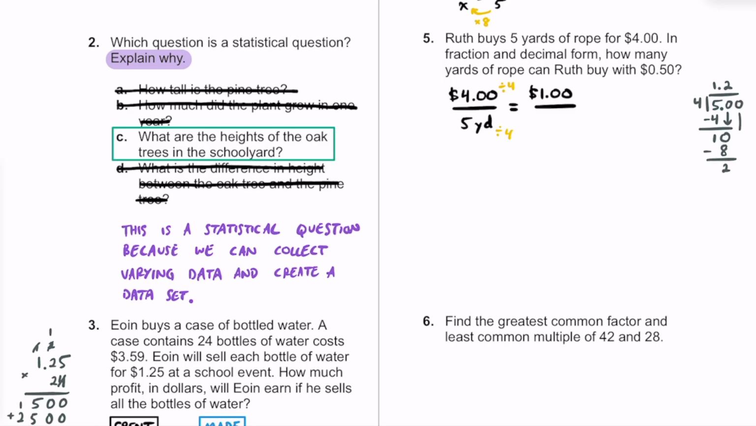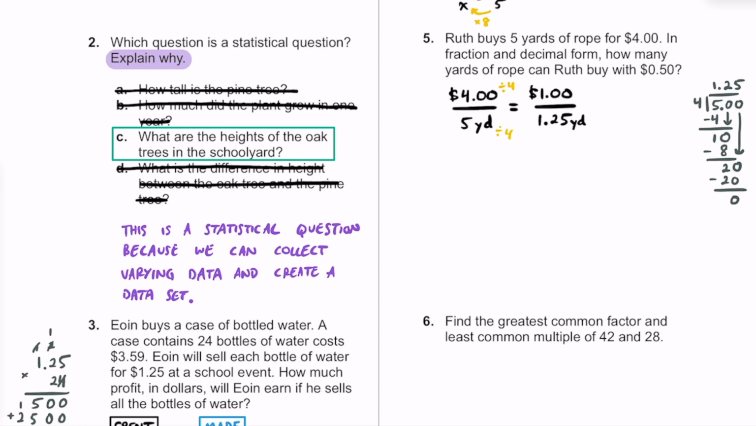Looks like we can bring another 0 down here and see if we can end this one. So 4 into 20 would be 5. 5 times 4 is going to be 20. You can see the remainder here is going to be 0. So for $1, it looks like we're going to be getting 1.25 or 1 1/4, I guess you could say, yards of rope here. All right, so that's going to be for $1.